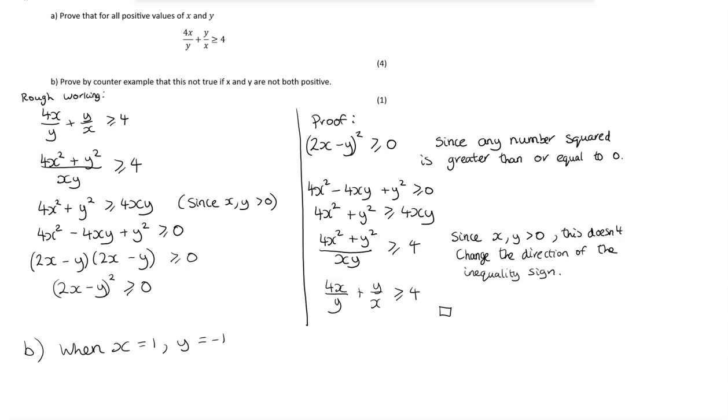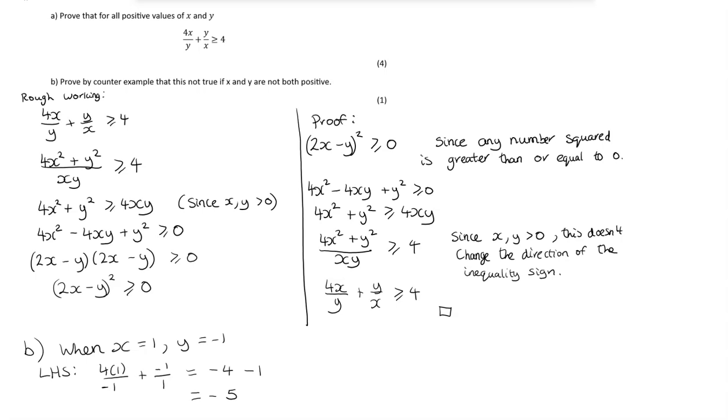Let's just evaluate that left-hand side, LHS for left-hand side. So we've got 4 times 1 divided by minus 1, plus minus 1 divided by 1, just replacing x with 1, y is minus 1. And when I do that, minus 4 minus 1 equals minus 5.